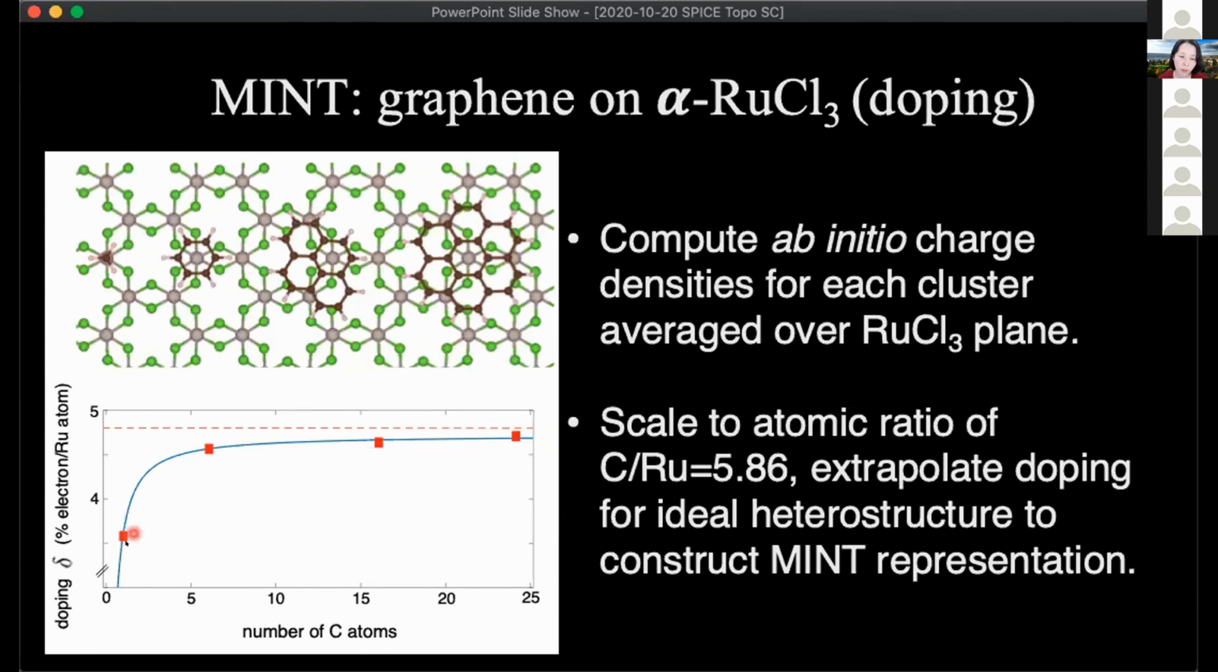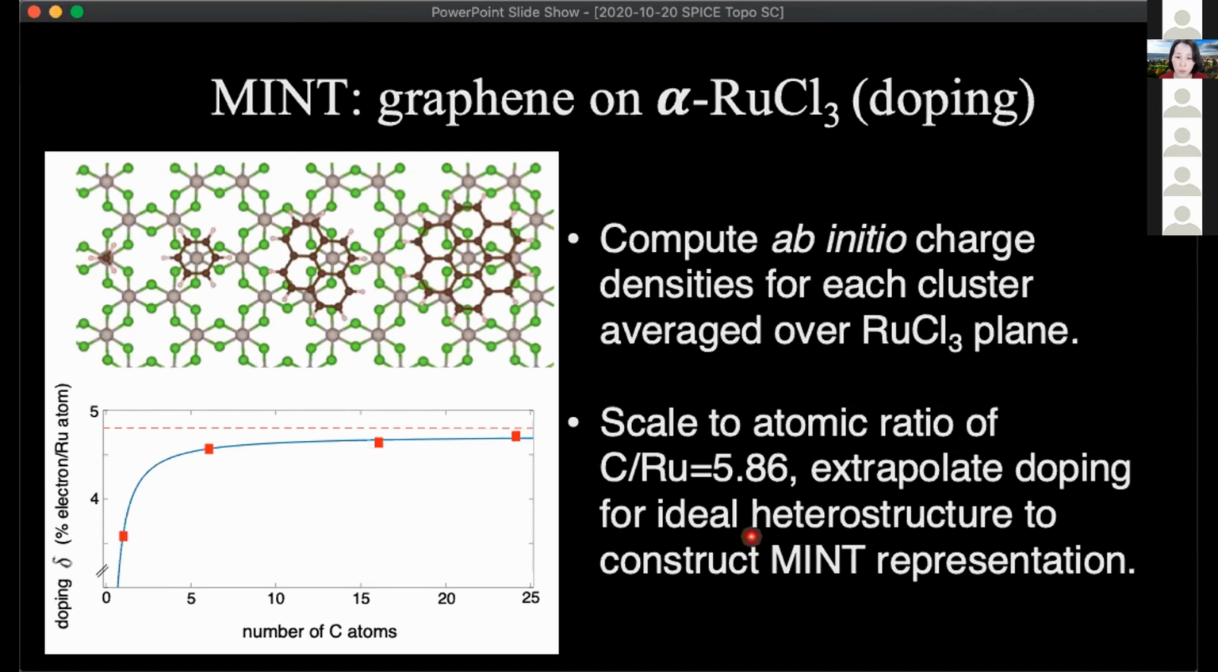And indeed, we found the moment our carbon flake here reaches one benzene ring, and to get a graphene I need to have a lot of benzene rings, but the moment I reach one benzene ring, I approach the charge transfer that is very close to what we find in subsequent larger flakes. So there's a sense of convergence. And we can scale these predictions from these flakes to extrapolate to the macroscopic setting. And what we predicted from this is that when you form a graphene alpha ruthenium chloride heterostructure, there will be charge transfer.